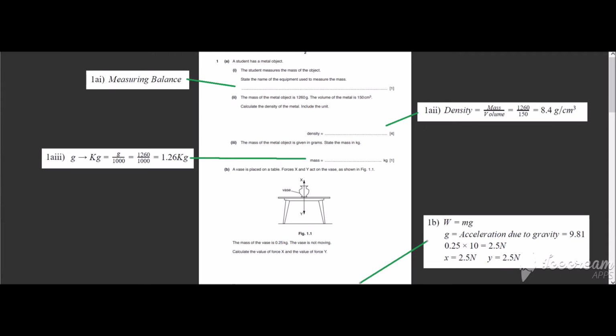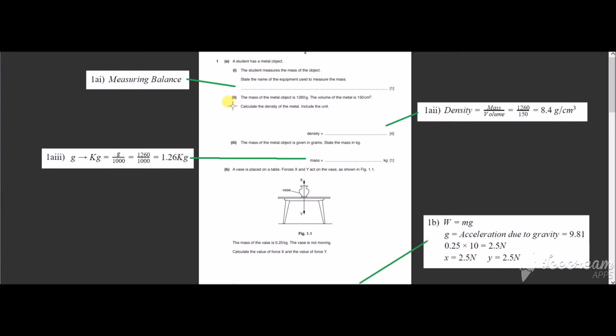So today I will be solving the June 2019 paper 31 for physics. So let's begin with question 1A. A student has a metal object. The student measures the mass of the object. State the name of the equipment used to measure the mass. So the equipment that can be used to measure the mass can be the measuring balance or weighing machine, whichever one you're comfortable with. That'll be the right answer.